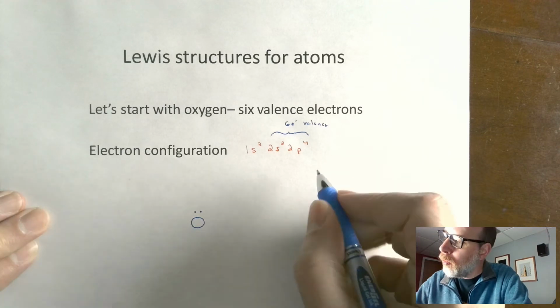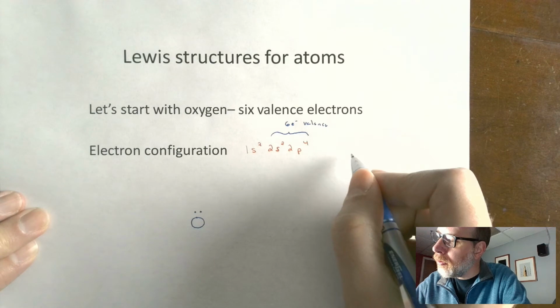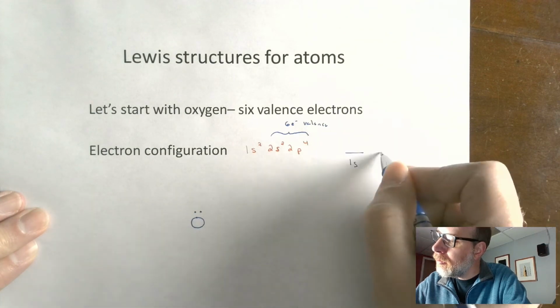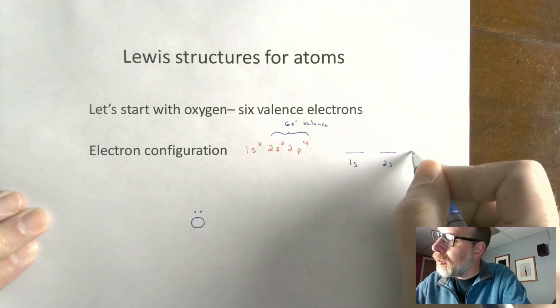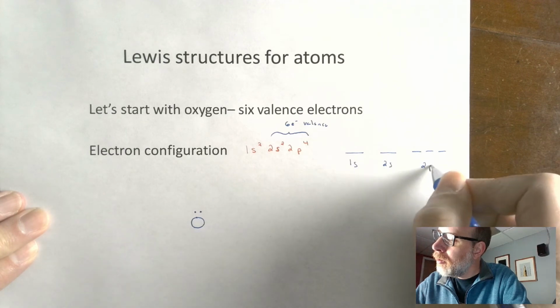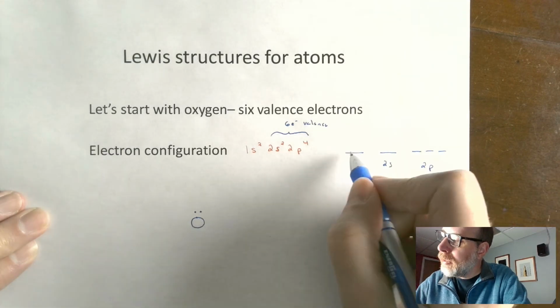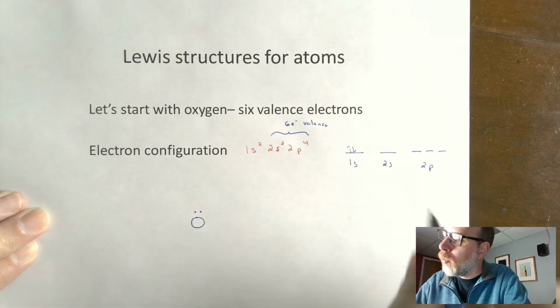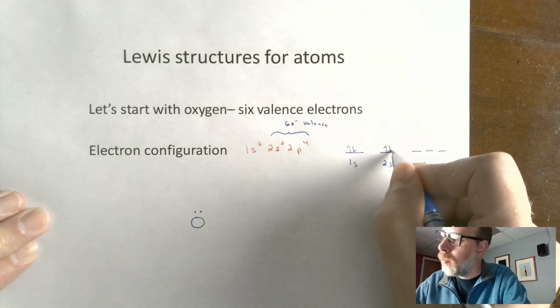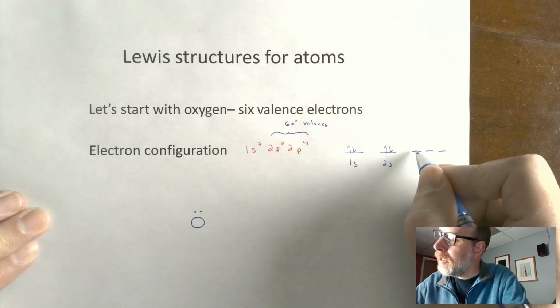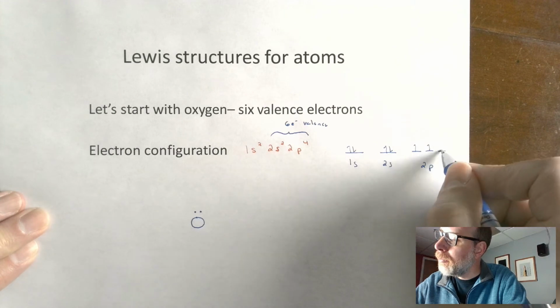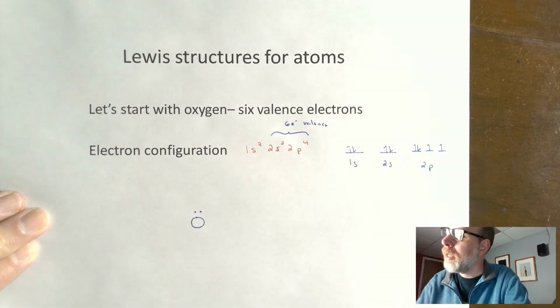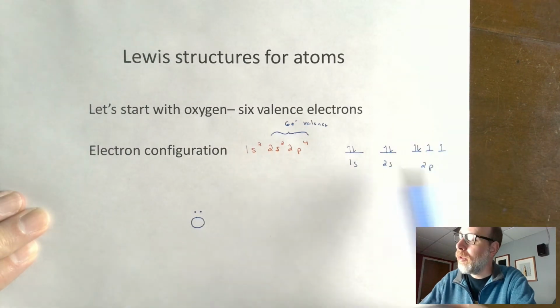So remember, we did an orbital diagram, right? So we could do 1s, 2s, and then 2p electrons. And we said the 1s fills 1 up and 1 down, the 2s fills 1 up and 1 down, the p fills 1 up, 1 up, 1 up, and then it pairs. And so we have the orbital diagram.